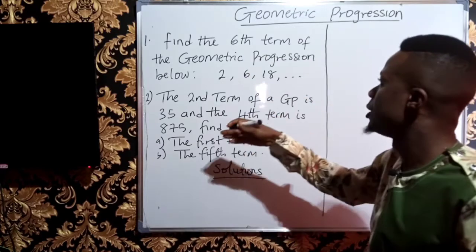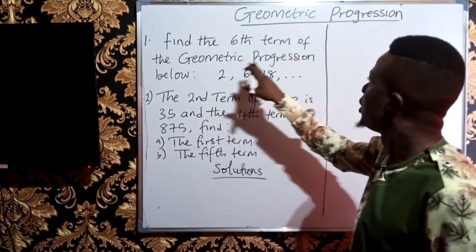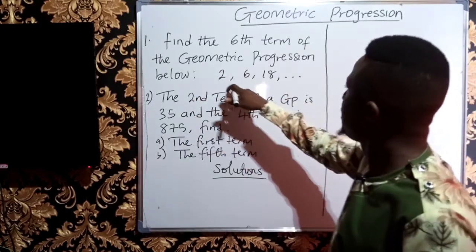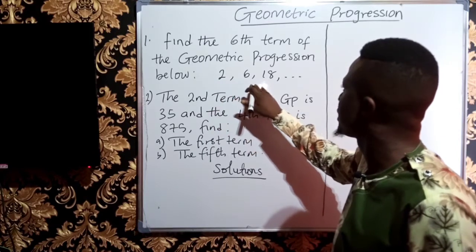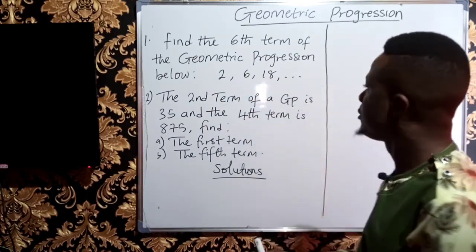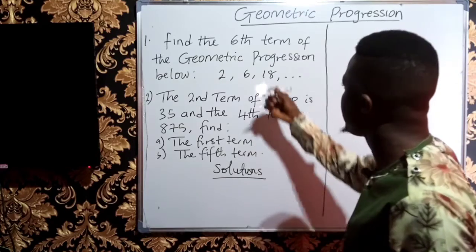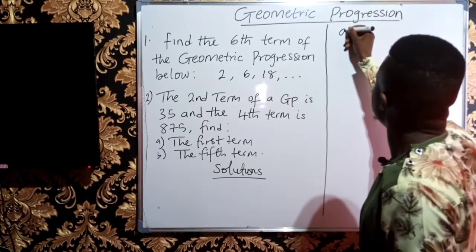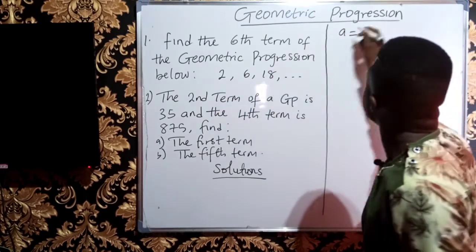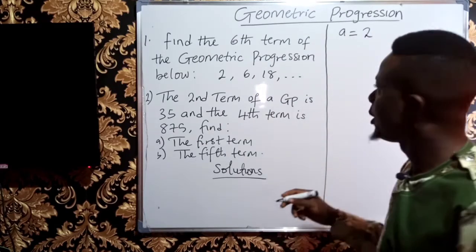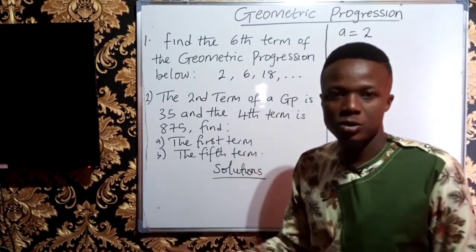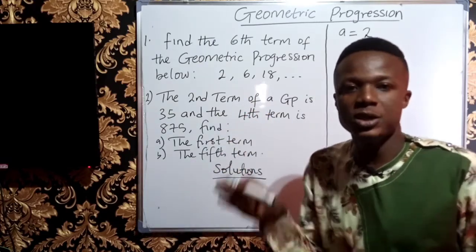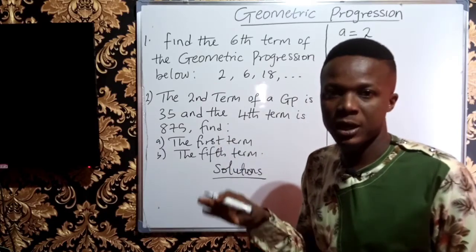All right. The first question is telling us to find the sixth term of the geometric progression below. As you can see, the progression is 2, 6, 18, etc. Now, the most important thing you need in every given progression, be it a GP or an AP, is the first term. And our first term here is A, which is 2. After your A, the next thing you need to know is the common ratio. The common ratio is associated with the geometric progression, while common difference is associated with arithmetic progression.